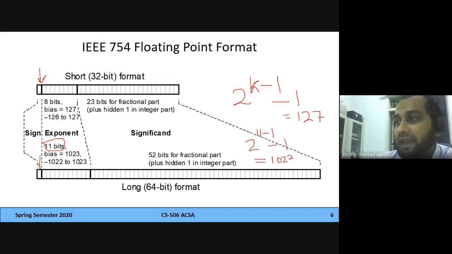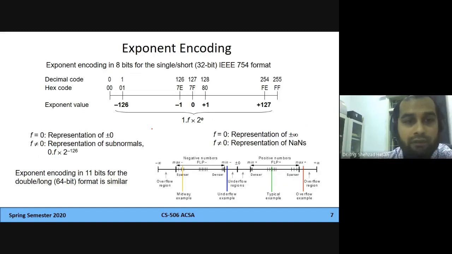And once we know the bias, we know how 0 can be represented, because 0 is actually the negative of this thing. So the 0 value would be 2 raised to the power -1023 in this case, and here the 0 value is 2 raised to the power -127. Okay, so this is representing the different values we can have in the exponent.